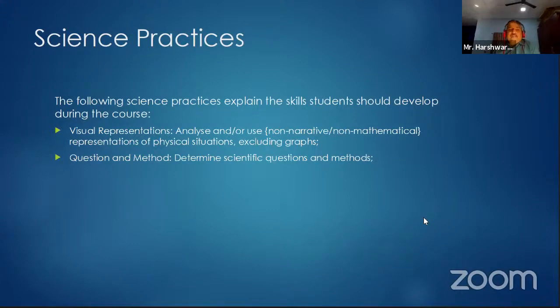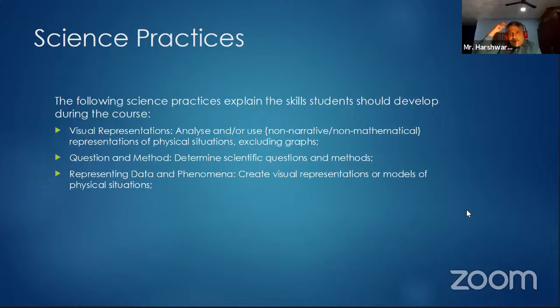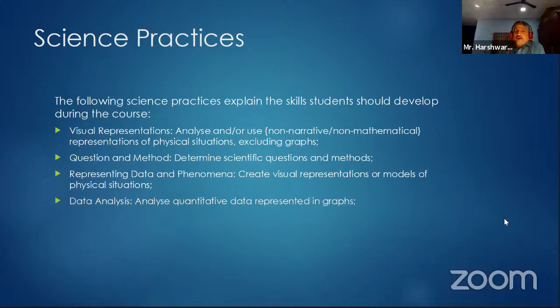Second is the question and method concept, basically, where we determine the scientific questions and methods, where you need to be in a position to challenge the conditions given in a problem and then accordingly find suitable models which could represent those conditions and find a solution via those models. Representing the data and the phenomena, so create visual representations or models of those physical situations, as I said. So modeling is one of the thrust areas of this paper.